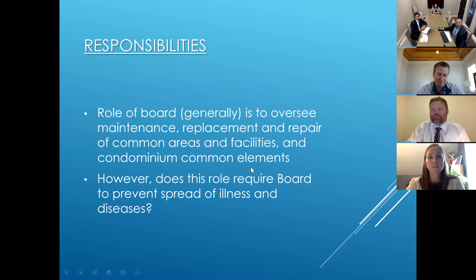All right, so some of the responsibilities. The role of the board generally is, and I put generally in there on purpose, to oversee maintenance, replacement, and repair of the common areas and facilities and the condominium common elements. So everybody's pretty much aware of that, right? It's the association's job to oversee the maintenance and replacement. We're not having owners go out there and repair and replace the common areas or the common elements. The board is generally responsible for overseeing that.